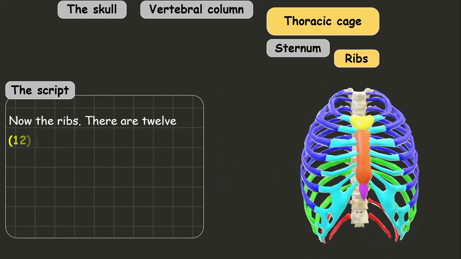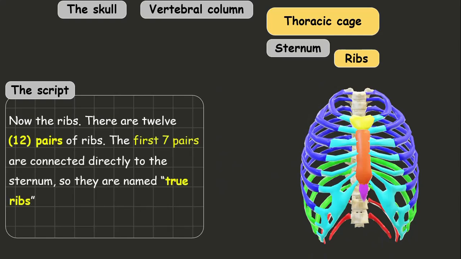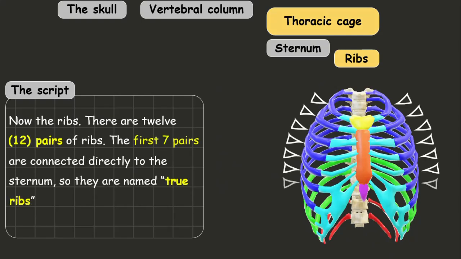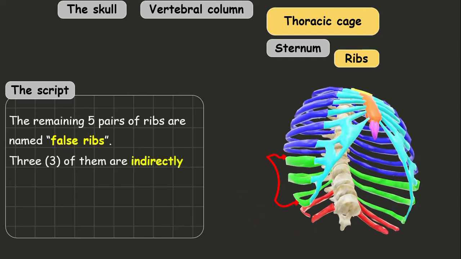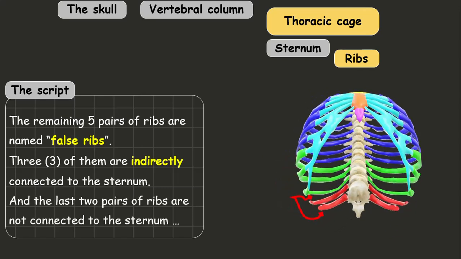Now the ribs. There are 12 pairs of ribs in a human body. The first 7 pairs are directly connected to the sternum, so they are named true ribs. The remaining 5 pairs are called false ribs. Among them, 3 pairs are indirectly connected to the sternum, and the last 2 pairs are not connected at all. These are known as floating ribs.